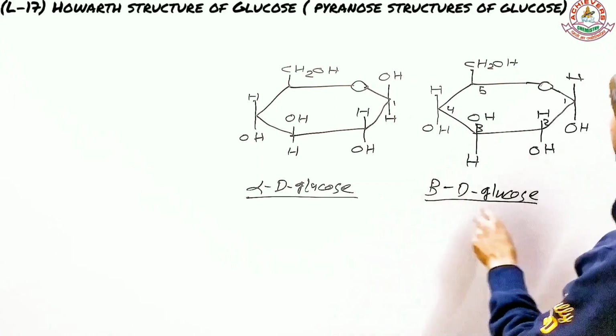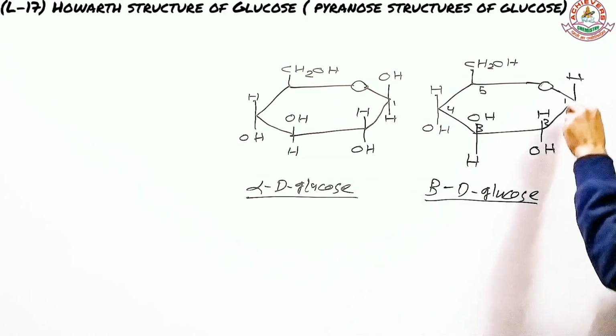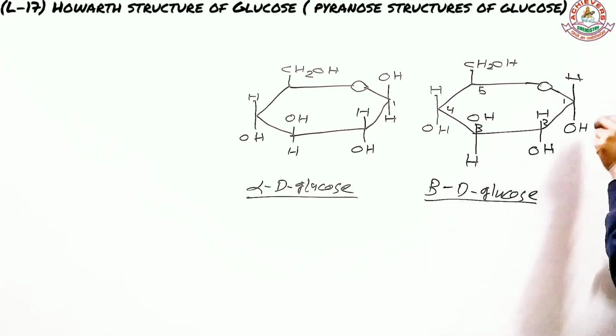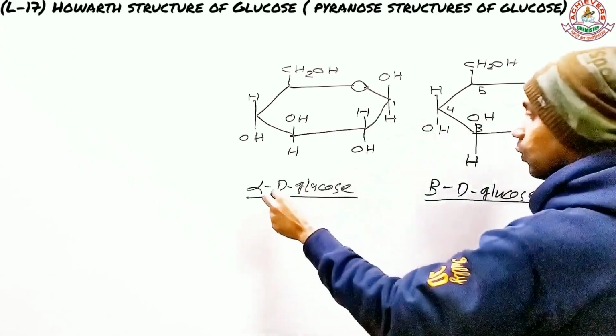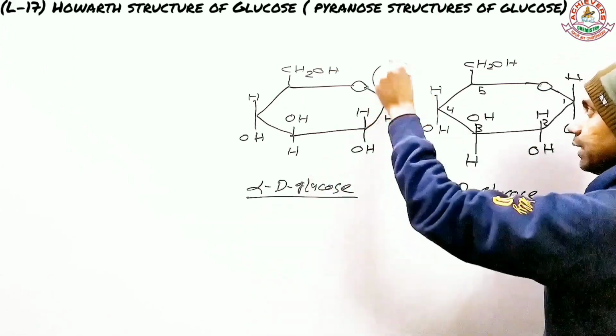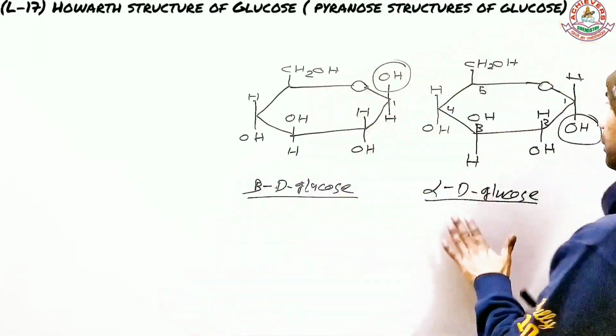What is different here is the configuration around the first carbon. The first carbon in the beta has OH on the down way, while in the alpha it is on the up way. So this is the only difference you see out here. Now let me explain the theoretical part here, which is very important.